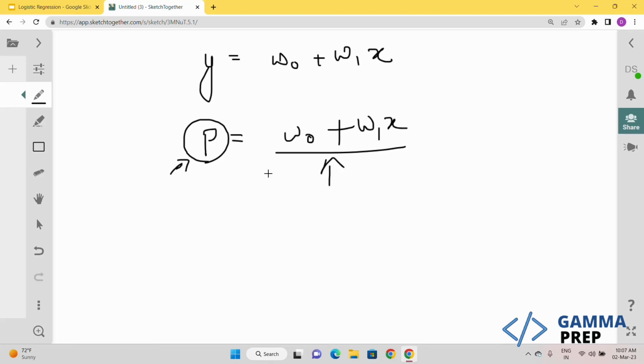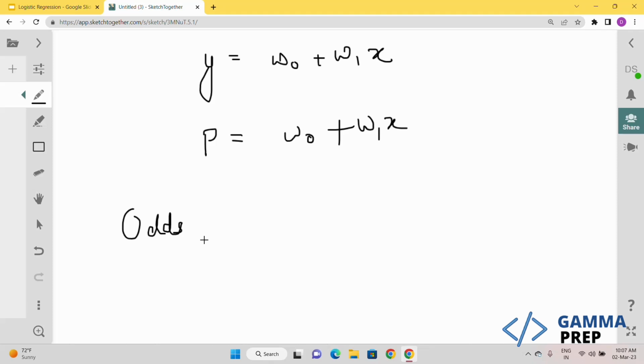This could be anything. So what we will do is, instead of writing P here, let's write something else so that our LHS can have any range. But our P, that is the probability, will only have the range 0 to 1. That is what I'm saying: instead of writing P here, try to write something else. And that something else is basically called odds of probability.